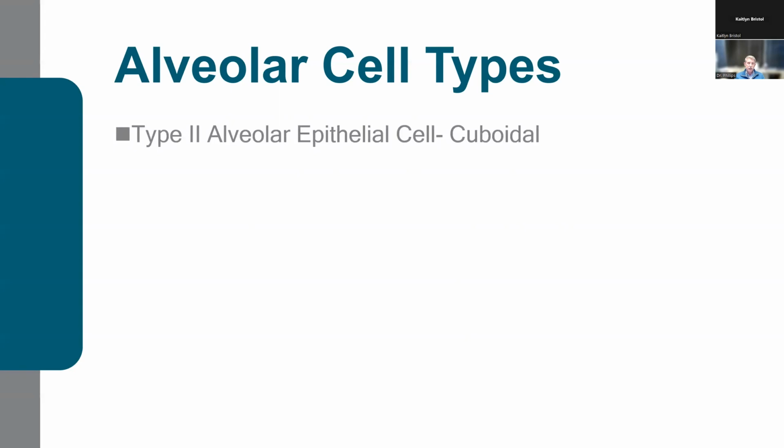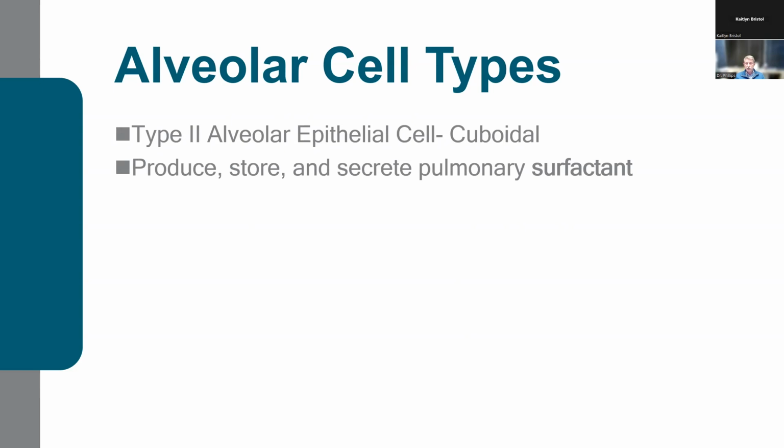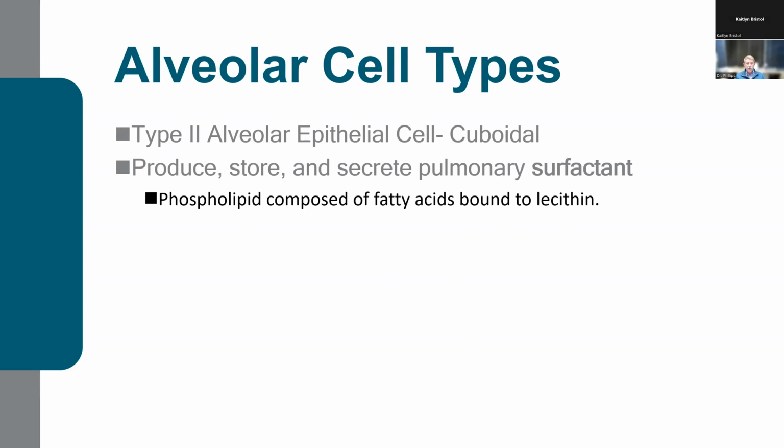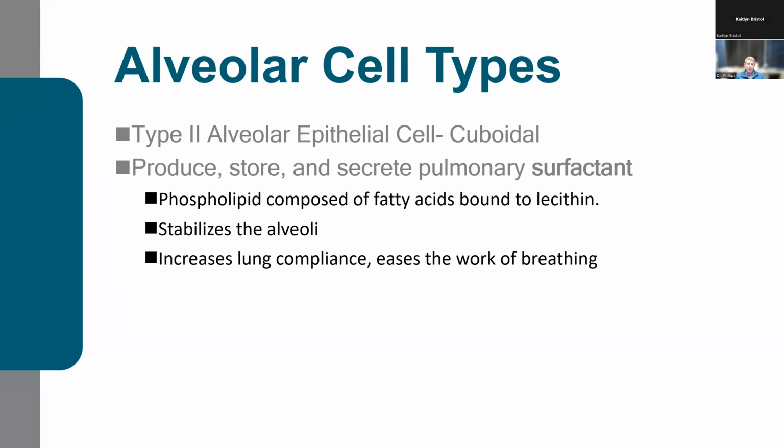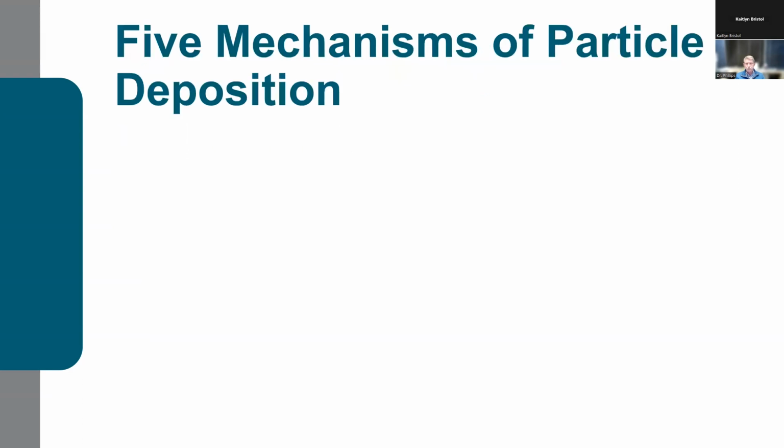Type 2 alveolar cells are really more cuboidal cells. They produce surfactant, and that reduces the surface tension to keep the alveolar sacs open, and these are important cells. There are lots of phospholipids found in the type 2 alveolar cells, and their job is really to stabilize the alveoli, to increase lung compliance or flexibility, and it eases the work of breathing to have the fatty acids from the surfactant in them.